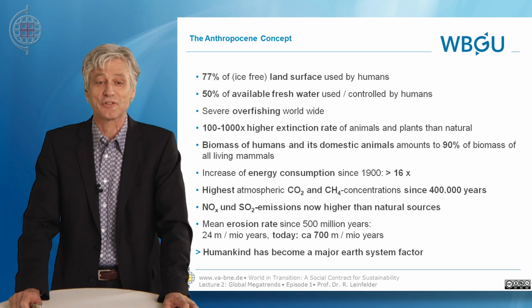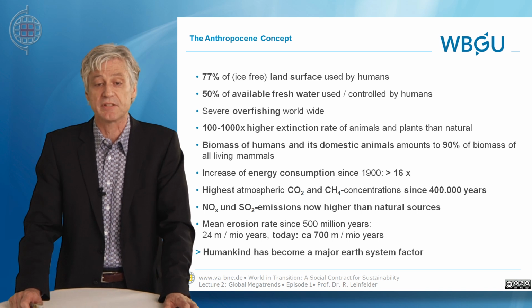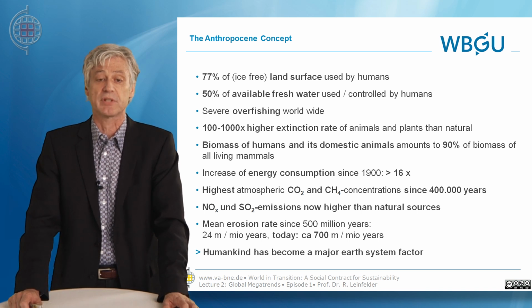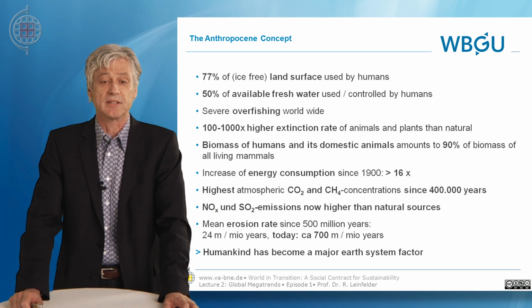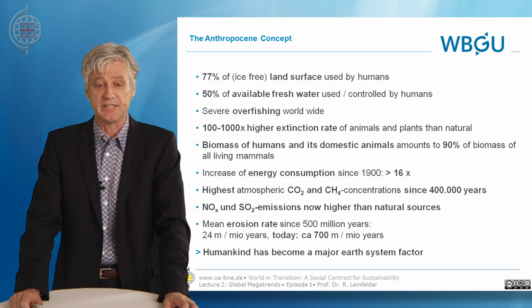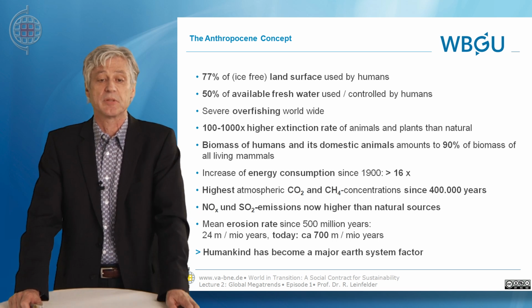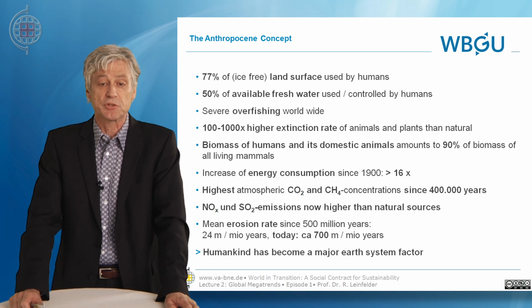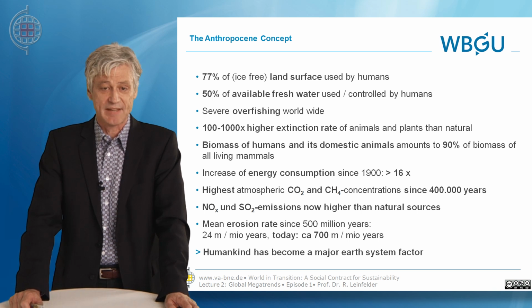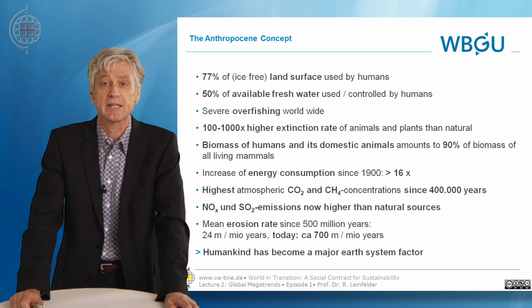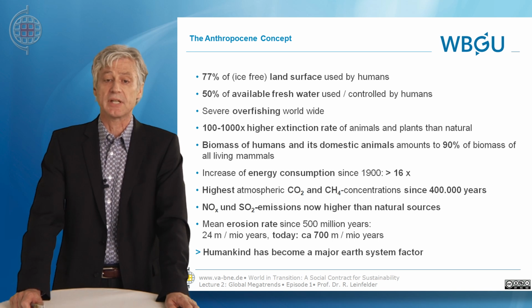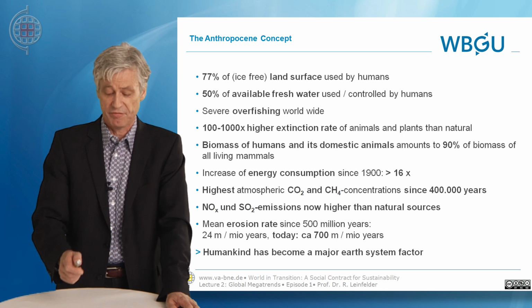And now this is for geologists. The mean erosion rate since 500 million years, this is what the geologists can calculate, was something like 24 meters per million years. And today, if we would just calculate it for the next million years based on the present erosion rate which we cause, it would be up to 700 meters per million years. So we can really say humankind has become a major geological, a major Earth system factor.